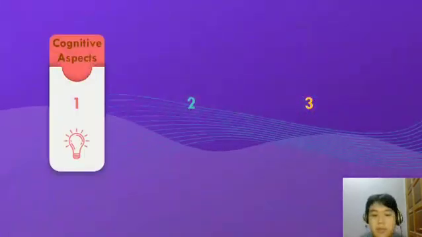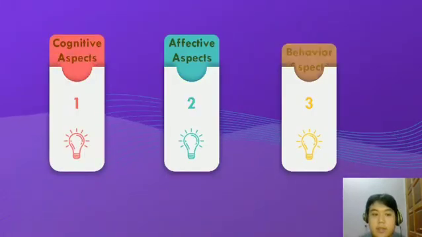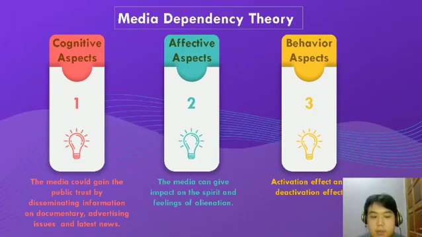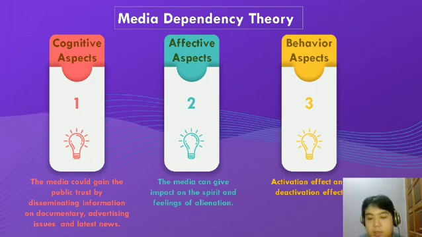In the media dependency theory, there are three aspects. The first one is the cognitive aspect, which is that the media can gain the public trust by disseminating information on documentaries, advertising issues, and the latest news. The second aspect is the affective aspect, which is that the media can impact the spirit and feelings of alienation. And the last one is the behavior aspect, which has two effects, activation effect and deactivation effect. That's all for me, thank you.